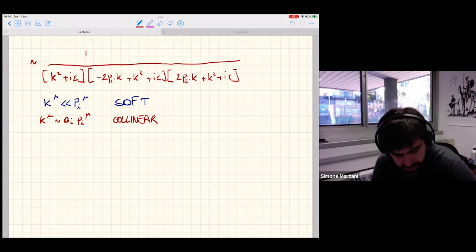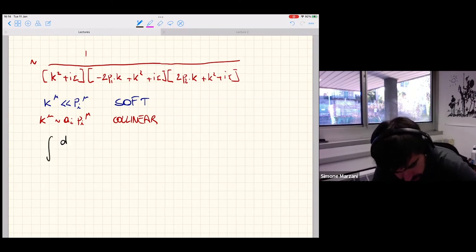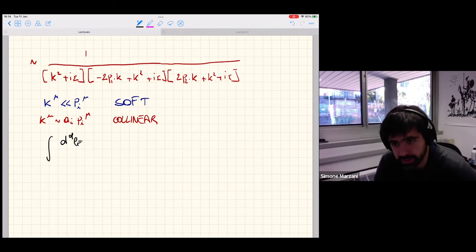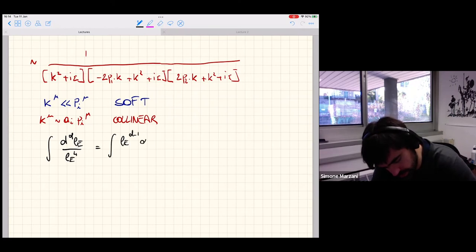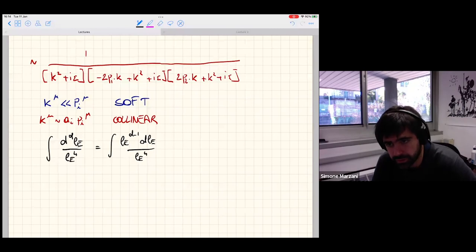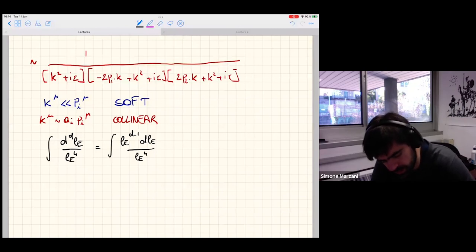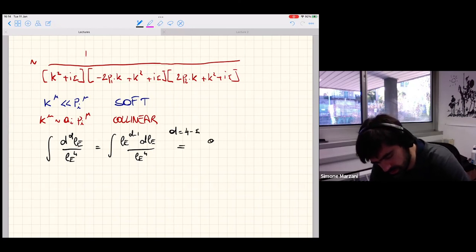For instance, your integral, once you have rotated, has this form. This is an integral, a minus one. And if I say that D is four minus epsilon dimensions, it is an integral.